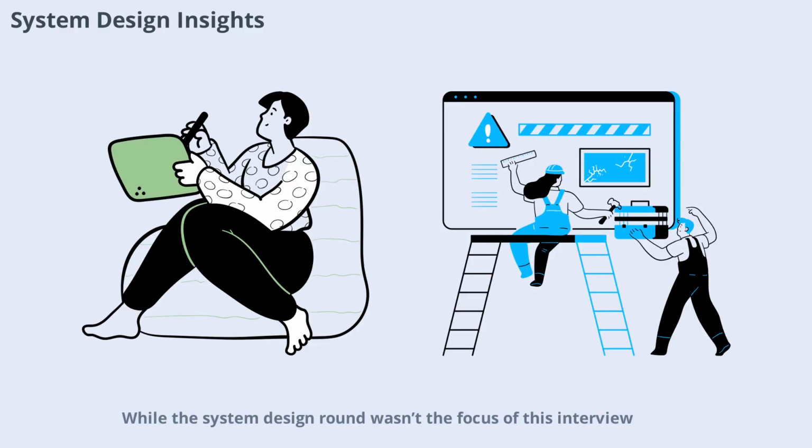While the system design round wasn't the focus of this interview, understanding how rate limiting, indexing, concurrency, and API design fit into larger architectures is important. System design interviews often test your ability to reason about scalability, reliability, and maintainability. Practicing these skills prepares you for both coding and design rounds.